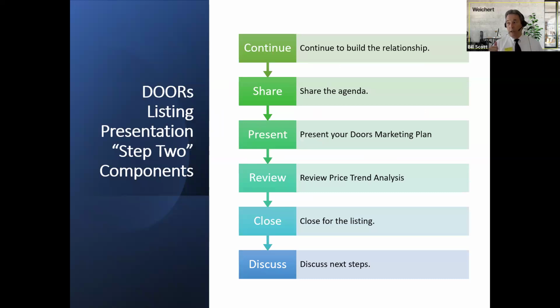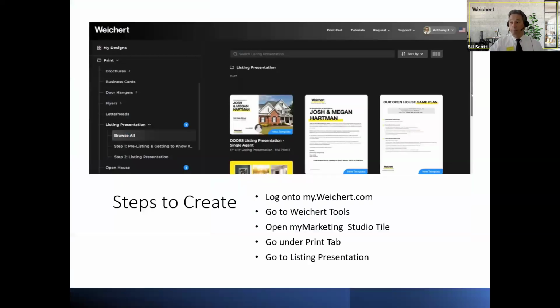So when we get back for this second appointment, we're here to continue building the relationship. We're going to share our agenda, what we're going to cover. I'm going to present my custom marketing plan. We're going to talk about the pricing. I'm going to present it to you. We'll go over the price trend analysis. You're going to then close for the listing. You don't tell them that. And then we're going to do the paperwork and get our next steps lined up so that we know where we're going from here. This is what we're going to do on this appointment. Okay.